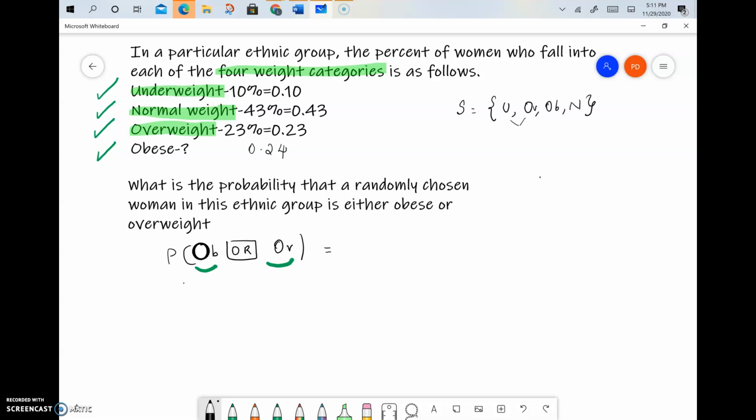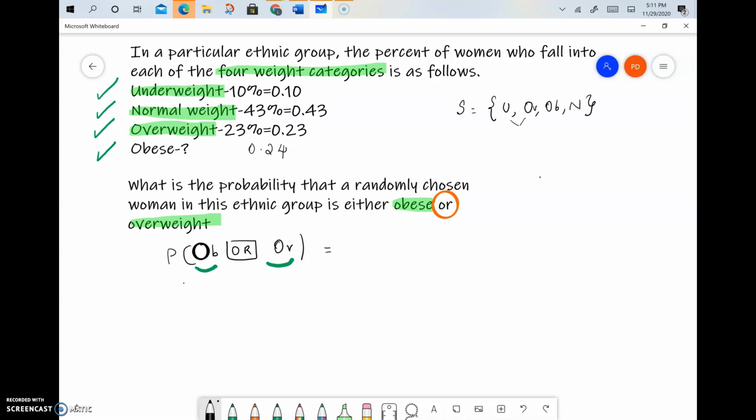Now, what is the probability that a randomly chosen woman in this ethnic group is either obese or overweight? So the important word here is "or." Or is associated with the rules of addition.